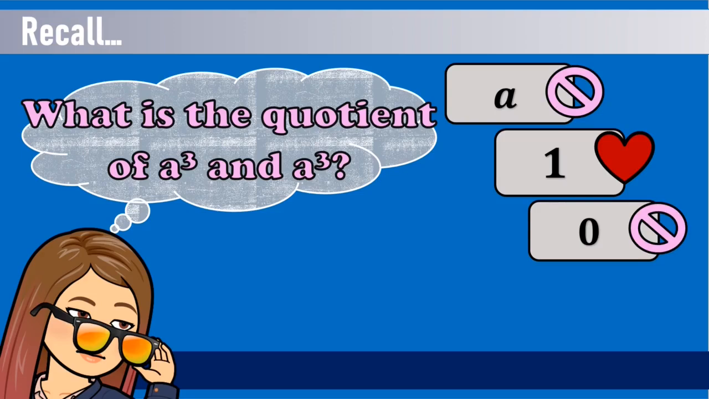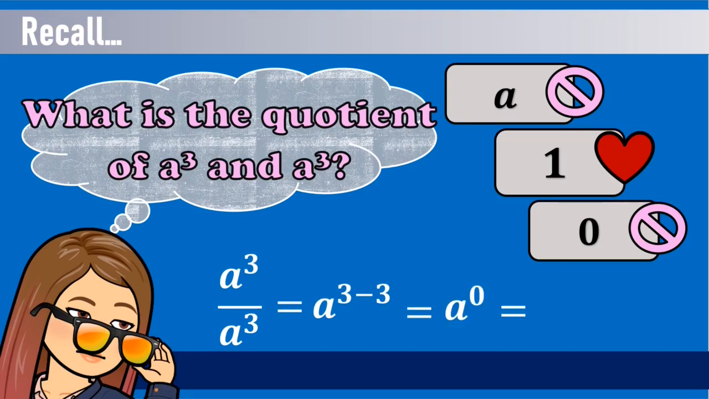Again, this is another case of the quotient rule. a cubed divided by a cubed. Simply copy the base, then subtract 3 and 3. 3 minus 3 is 0. But why is it not 0? Because any variable or any number, aside from 0 of course, raised to the power of 0 is 1. Again, any value other than 0 raised to the power of 0 is 1.